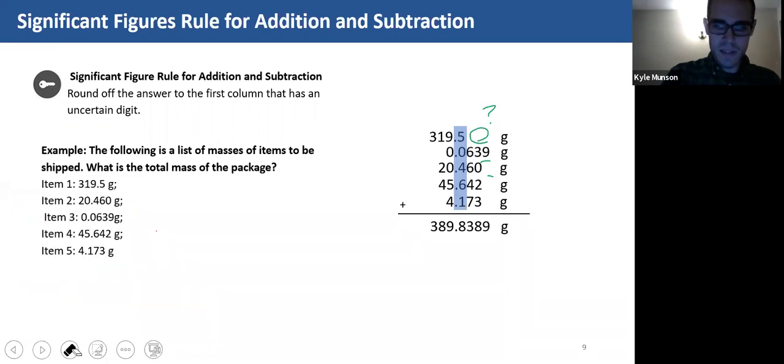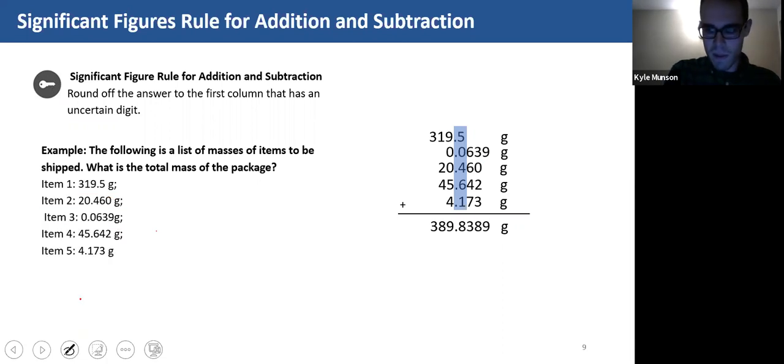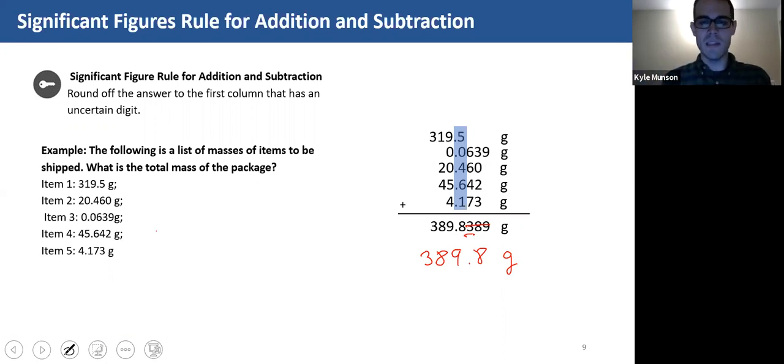I'm just going to erase this so it's a little more clear, which means my answer, I'm going to get rid of these numbers, and I'm going to express this as 389.8 grams. And same as in the last video, if that 3, which was the first digit to be dropped, was 5 or more, I would round the digit ahead of it up by 1. But that's not the case in this example. So this is the correct weight of the package expressed with the correct number of significant figures. Okay, so let's move on.